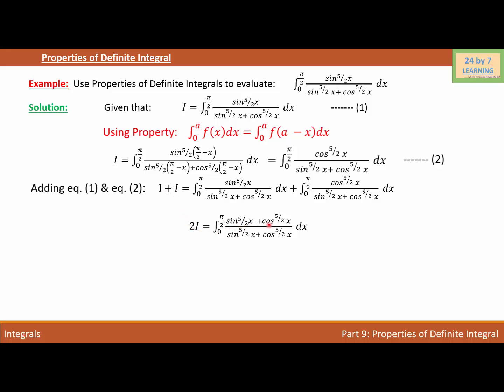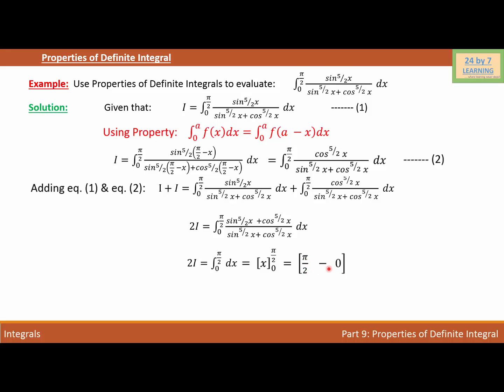As you can see, numerator and denominator are the same, so they will be cancelled out, and we will write 2I is equal to integration from 0 to pi over 2 dx. Integration of dx is x, so we will write x inside the bracket. This is our lower limit and this is our upper limit. Let's apply the limit. For x I will substitute pi over 2, minus 0.